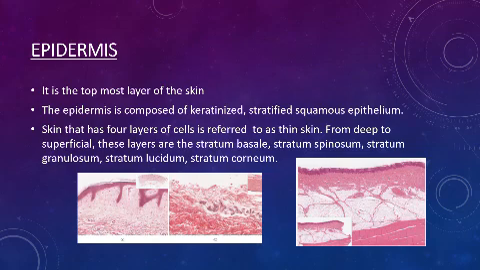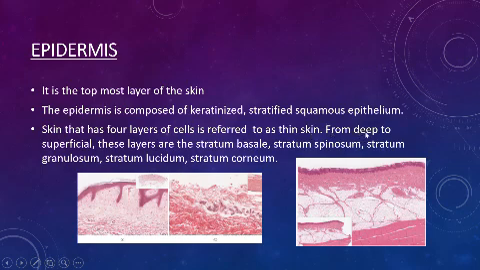Epidermis has 5 layers. It is the topmost layer of the skin. The epidermis is composed of keratinized stratified squamous epithelium. This is the shape of stratified squamous epithelium. Skin that has 4 layers of cells is referred to as thin skin.